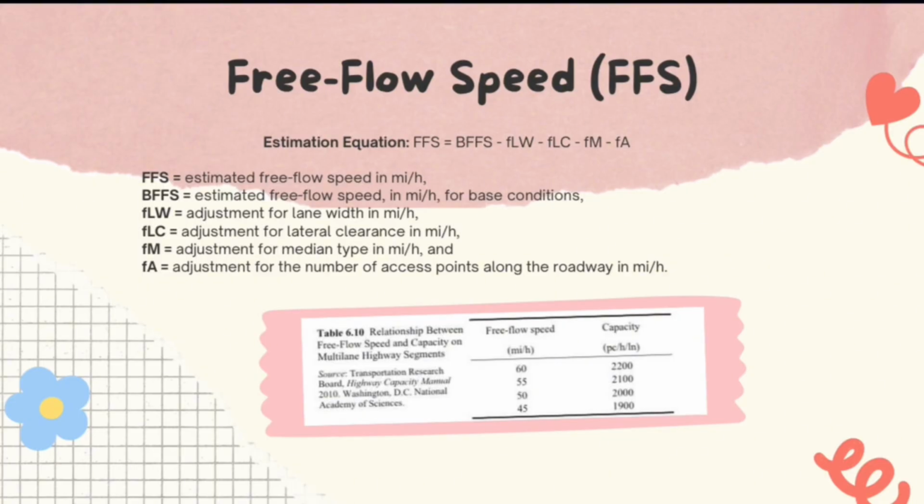So the next one is the free flow speed, or FFS. Free flow speed is the average speed under light traffic. It's estimated using the formula FFS equals BFFS minus FLW minus FLC minus FM minus FA. Age factor reduces the speed, lane width, lateral clearance, median type, and number of access points. In short, the more restrictions, the lower the FFS.